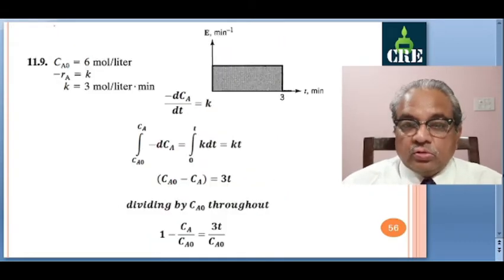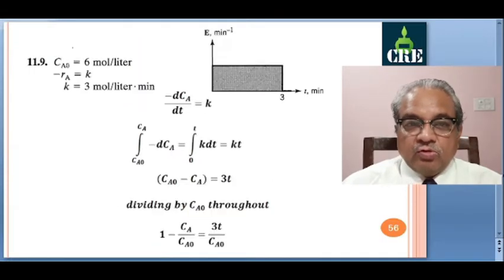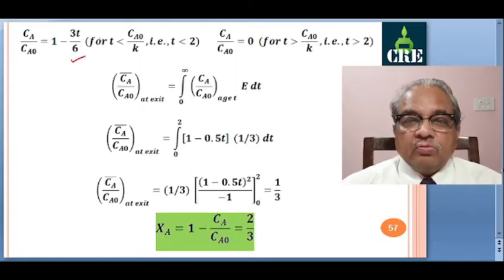So Ca by Ca0 will be 1 minus 3T by Ca0. Now we know the value of Ca0, that is 6. So we have substituted this here. Okay. So for zero order, we have to find out this limiting value of time that we know, that is Ca0 by K here. So Ca0 by K will be 2.